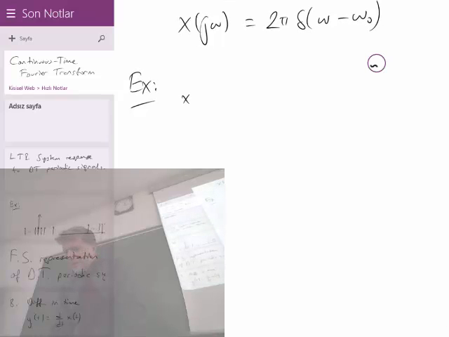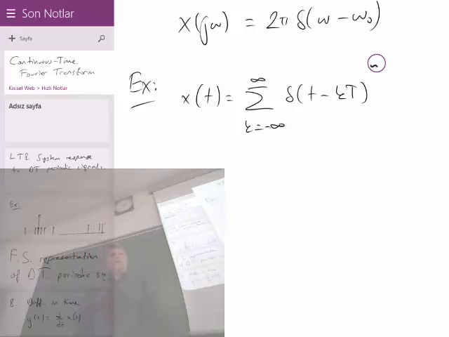By the way, from the exam, I can see that some of you had difficulty understanding what this kind of a signal means, because there was a convolution question in the exam.